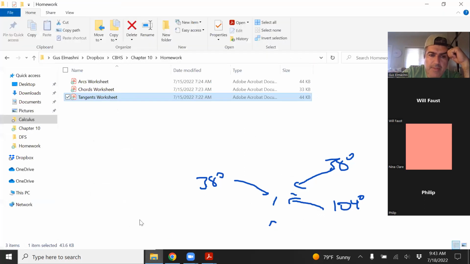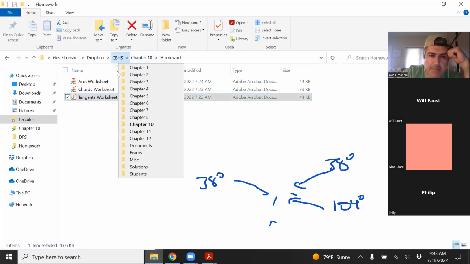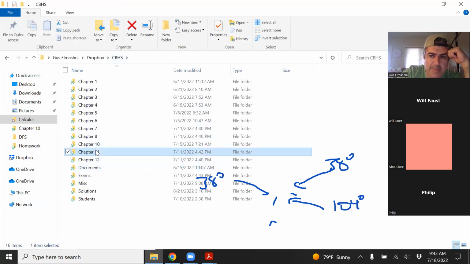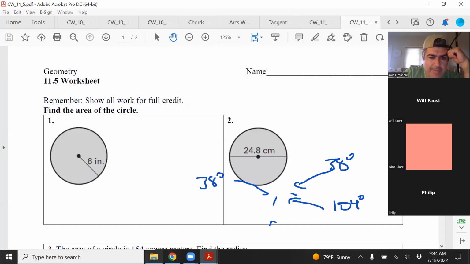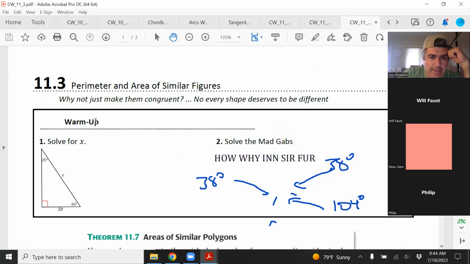Chapter 11, don't know what that's about. I'm just kind of curious, what is chapter 11 about? I should know this, but anyway, I do know the material. Well, area, that's not gonna be too bad. That's very formulaic. Yeah, I think this will actually be pretty easy.